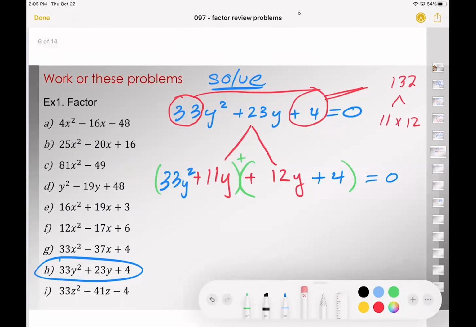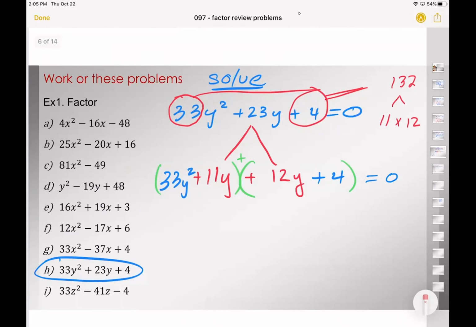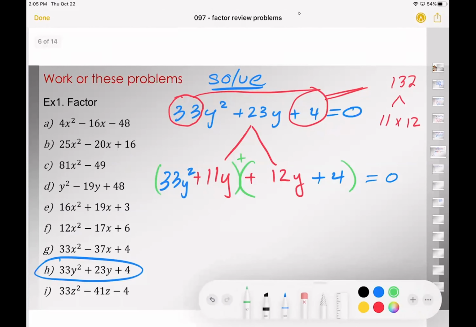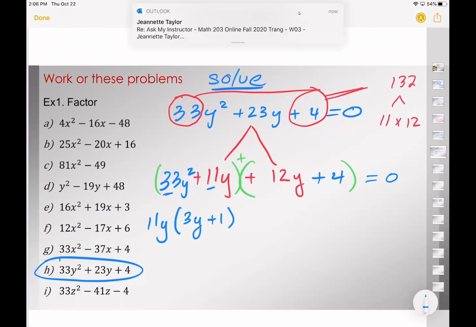If we group this item in the first group, everybody sees that 11 and 33, we can take out 11, and there is a y that is in common. We can take it out. Once we take this out, do you see that 11 goes into 33 three times, and a y goes into y squared y times. And again, 11 goes into 11 one time, and y, we took it out, so there is no longer a y. So we have 3y plus 1.